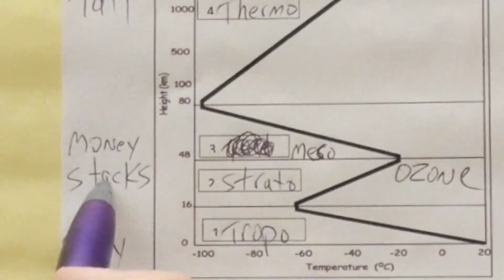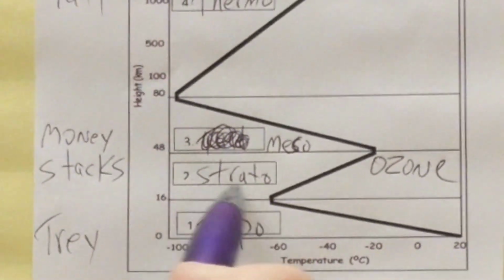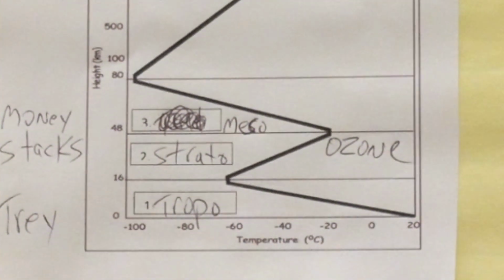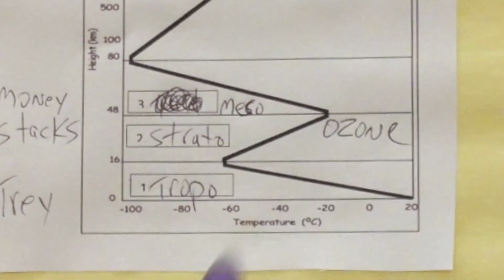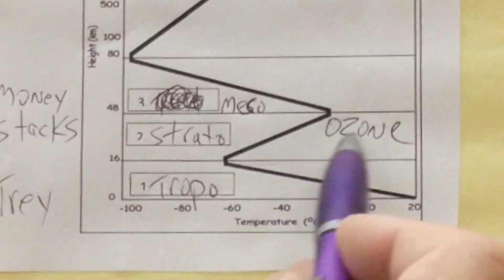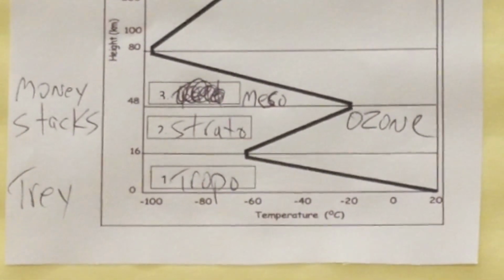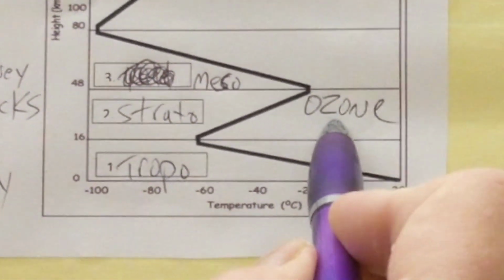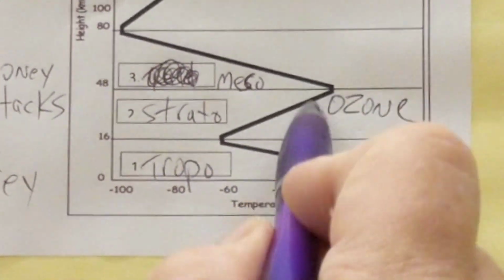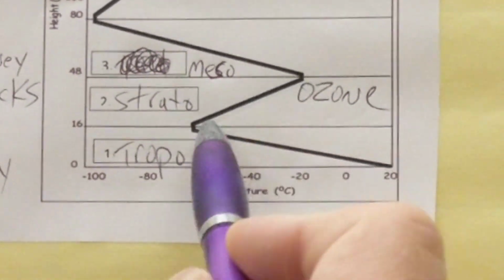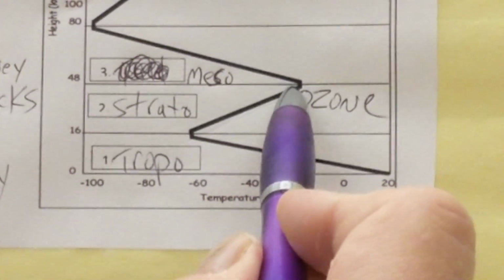Then you get where the stacks part is. Trey stacks, that's the stratosphere. That's also where the ozone layer is. And the ozone layer, if you remember, protects us from ultraviolet radiation. That's why we buy the sunglasses that say 100% UV protection from the radiation from the sun. So the ozone protects us from that. That's also what makes this get warmer. So the stratosphere, it gets warmer again.